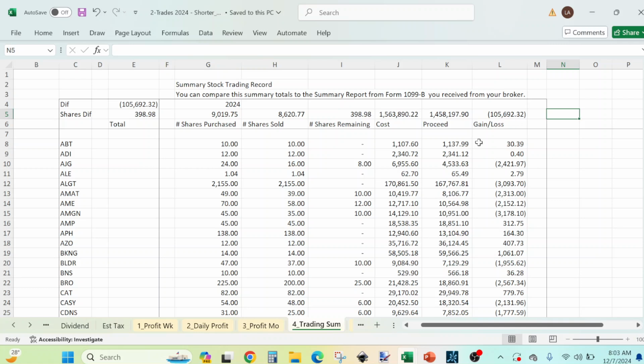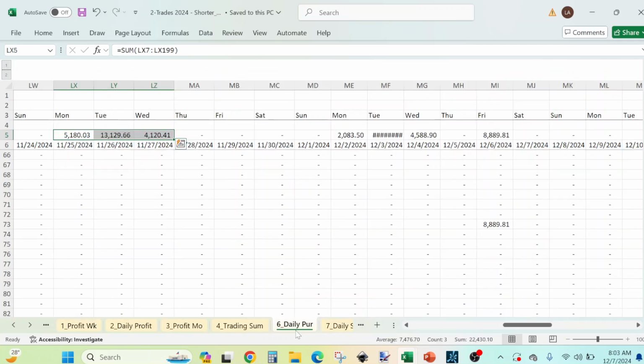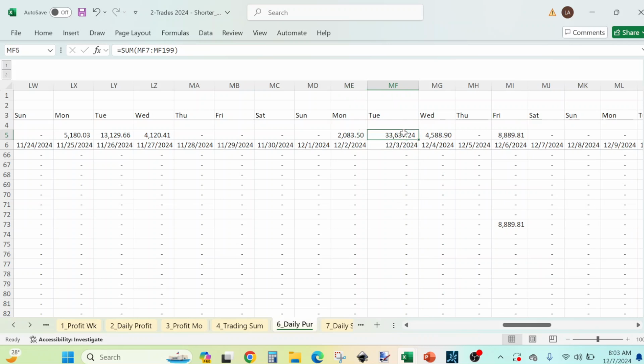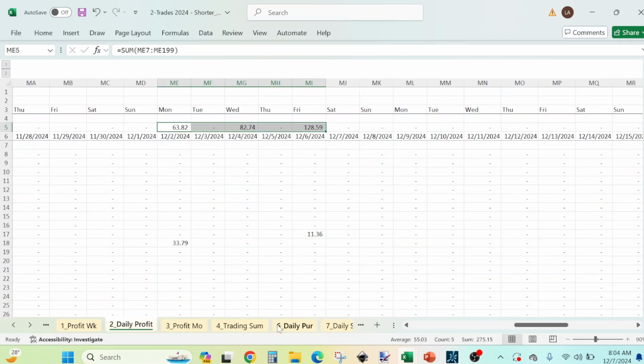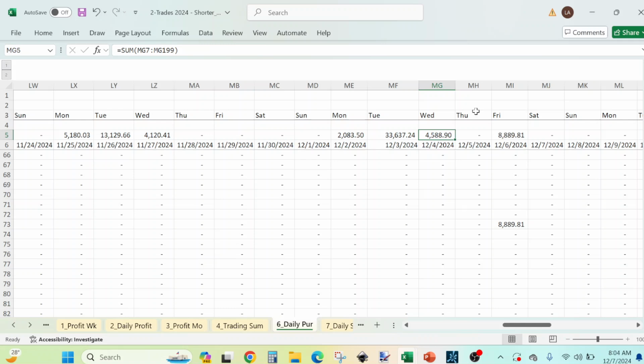Therefore, it does not really reflect the true state of the account. So we are going to daily purchase here, and for the daily purchase of the week, we can see December, the Monday we did purchase stocks and we sold as well. Tuesday we purchased stocks but we didn't sell anything. Wednesday we purchased stocks and I believe we made some profit that day as well. We sold some stock that day. Thursday we didn't buy anything, we didn't sell anything, and Friday we purchased stocks and we sold stock as well.